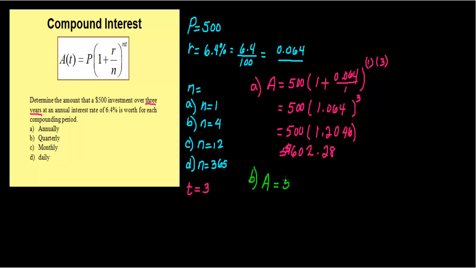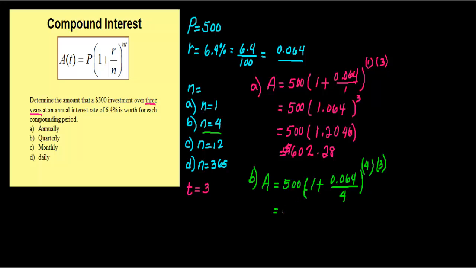A is equal to 500 times 1 plus 0.064. And in this case, we said N for letter B is equal to 4 because we're compounding 4 times a year now. And then we're going to raise this to the 4, that N is also my exponent, times 3 years. Since I'm compounding 4 times a year, and I'm going to invest this money for 3 years, each of those 3 years we're compounding 4 times. So we're compounding a total of 12 times in 3 years. So that's why we multiply by 4.